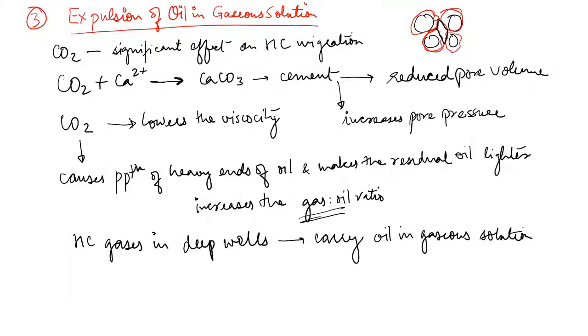As these gases carry up the oil and the pressure and temperature drop, oil separates from the gases. So oil condenses out once the pressure and temperature drop, as the hydrocarbon gases are brought to the surface. I hope you understood these theories of petroleum migration.